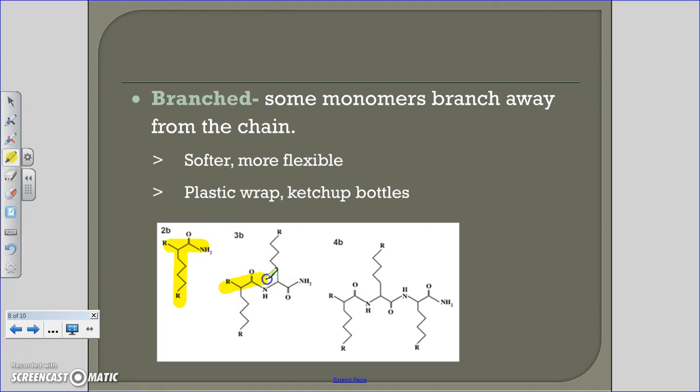Here we're going to have 2 branches, straight line in the middle, branch coming up top, branch coming out the bottom, and our third example, we have a straight beginning, and then we have 3 different branches. And branches, there can be 5 of them, there can be 2 of them. Just the fact that there is 1 makes it considered a branch chain. And in branch chain polymers, the properties, the items themselves are more flexible than the straight chain polymers. Examples are plastic wrap, ketchup bottles.